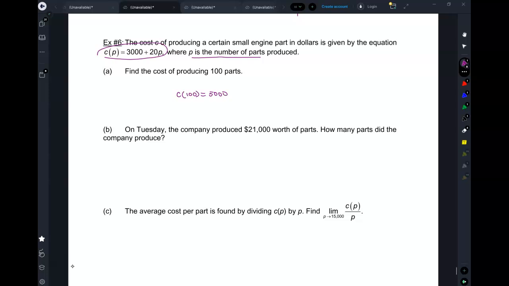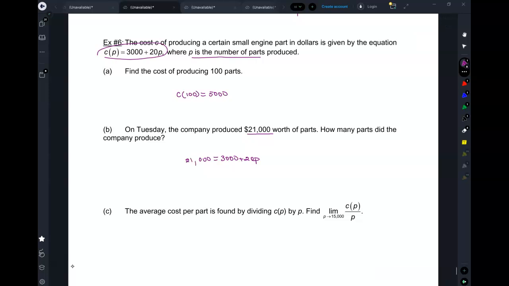On Tuesday, the company produced $21,000 worth of parts. How many parts did the company produce? So this is going to be 9,000 equal to 3,000. And this is totally a no calculator problem. I don't know, because the answer is 900. That's why. I got messed up. It's 21.